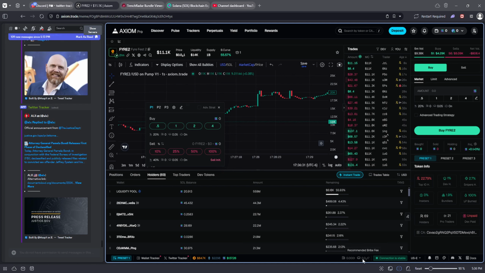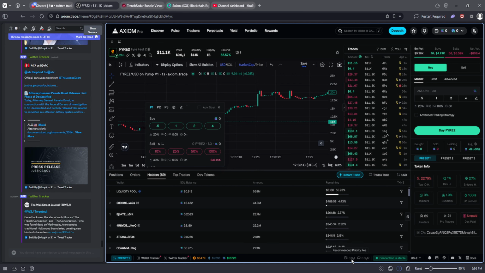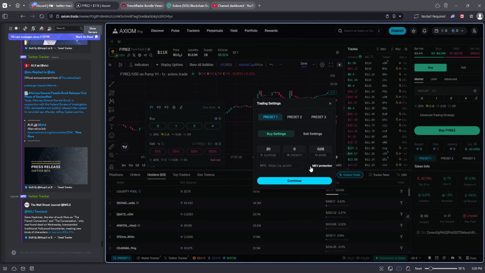And again, I do recommend using MEV protection on any transaction over 1 SOL. If you're doing transactions like 0.5, 0.25, 0.1, then you don't need to use MEV protection. You can come here, turn it off, and get rid of your bribe fee because you're not going to be using it. And then you can go with like a 0.02 priority if you want, or a 0.03, whatever it's asking you. I tend to always do a little bit more because I want to get filled.